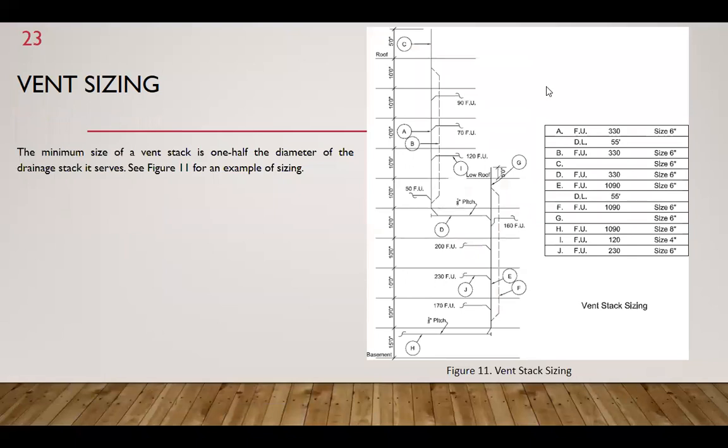So, letter A, itong bent stack na to is total of 330 fixture unit. So, this is 90 plus 70 plus 120 plus 50. Tama? So, 330. Developed length mo is 1, 2, 3, 4, 5, and 5. 50 plus 5, 55 feet. Yan.